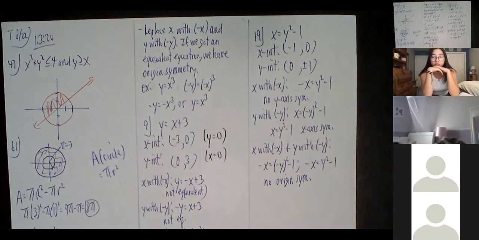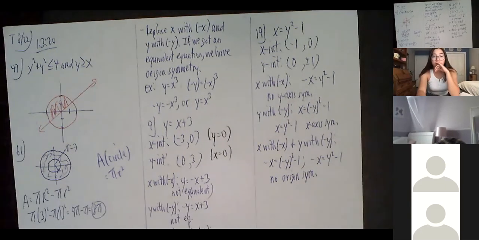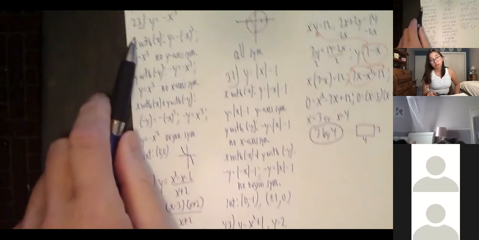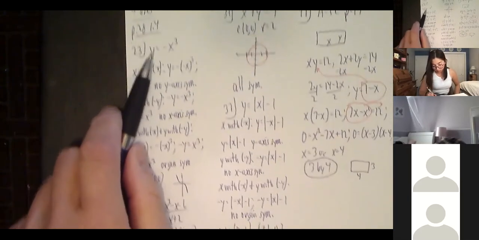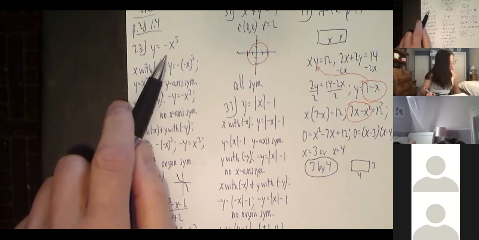Okay, we have 8 minutes. I have time for one more. Sorry, I can get one more in. If I can get one more, then I might as well, and then I'll stop, I think, after that one. Okay, number 23, please. Y equals negative x cubed.